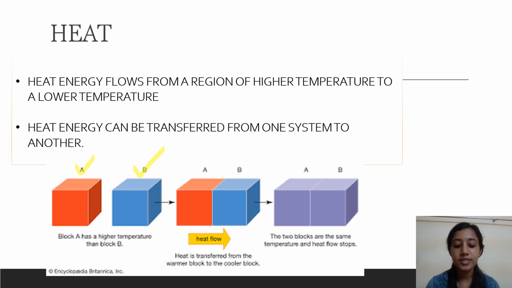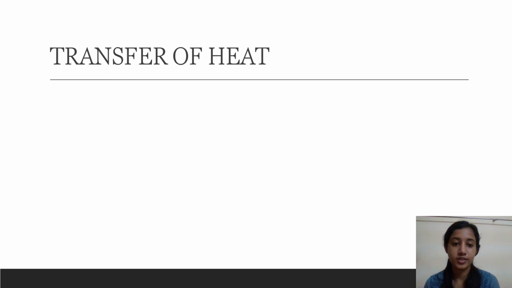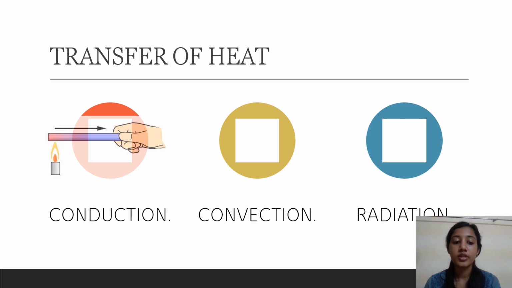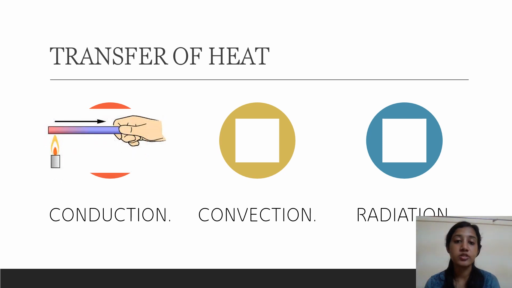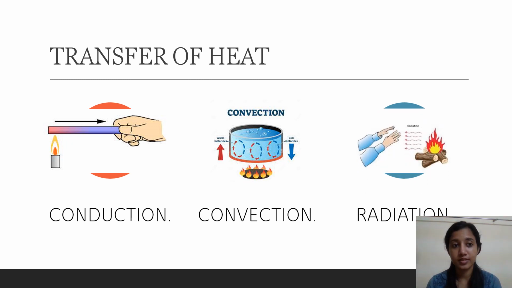Now let us see what are the different ways in which heat transfer takes place. Transfer of heat takes place in three different ways. They are conduction, convection, and radiation. Conduction usually occurs in solids. Convection usually occurs in fluids like liquids or gases. And radiation occurs usually in vacuum spaces.